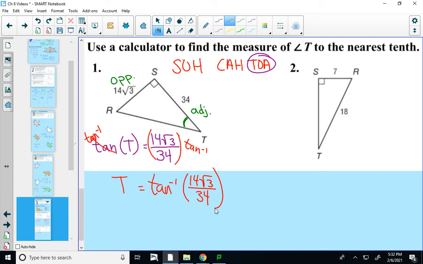Again, that is my answer, but I want to find the measure of this angle to the nearest tenth. So I have to put that in a calculator. Chances are if your calculator has a tangent key, you'll use the same button for the inverse tangent. You're just going to have to press second beforehand. And again, this is something I can show you in person if you need help. So second tangent gets me to tangent inverse. And then in my parentheses, I'm going to type 14 times the square root of 3 divided by 34. I got 35.5 degrees.